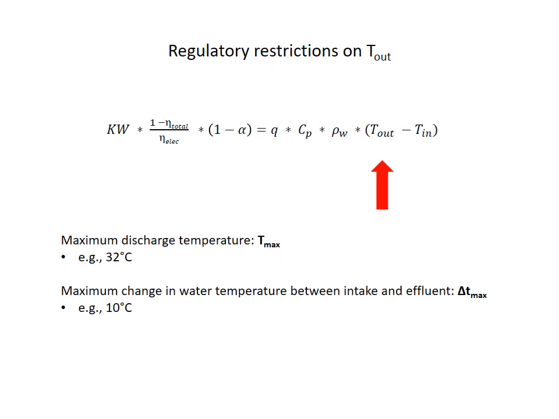And so this is part of the problem. In many parts of the country, there are regulations on what T out can be, and sometimes there's a specific rule about what the difference between these two can be. For example, 3 degrees or 10 degrees. But often there's a strict rule about what this can be. Because as you increase temperatures, you are having a stronger and stronger environmental impact on whatever water body you're discharging the heated water back into.